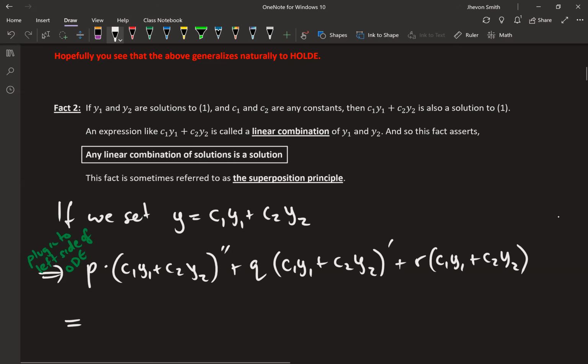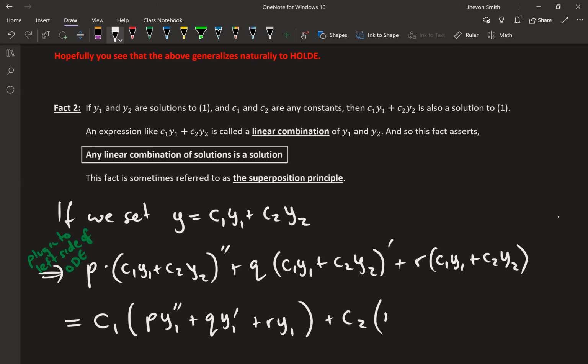And then to simplify, again, derivatives distribute across sums and you can factor constants out. So you'll notice I'll be able to group all the terms that are attached to C1, and then I can factor out the C1. So I end up having C1 times (P(y1)'' + Q(y1)' + R(y1)), and then I'd be able to factor out a C2 from the other set.